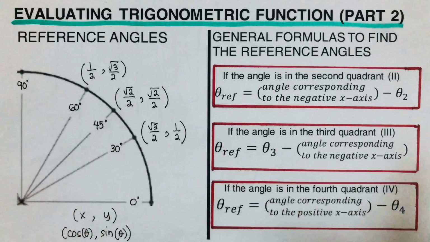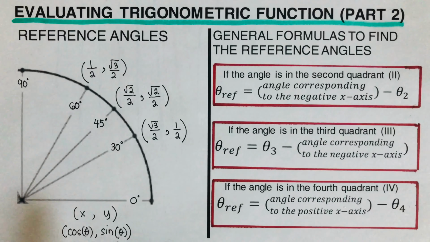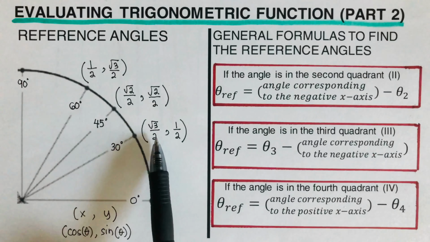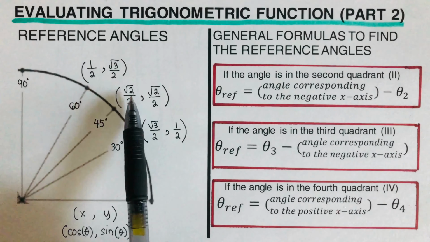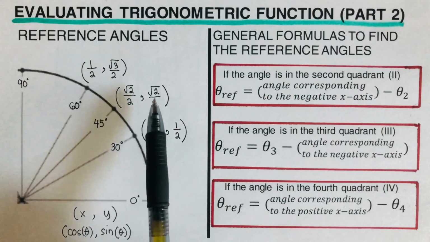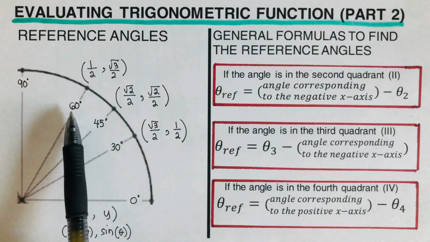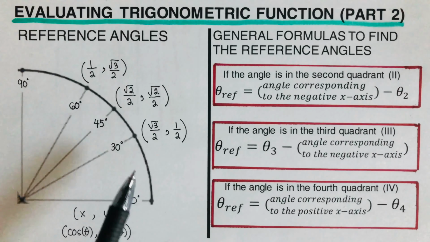Again, the x represents the cosine of the angle, and the y represents the sine of the angle. So in this picture right here, we can say that cosine 30 is square root of 3 over 2, sine 30 is 1/2, cosine 45 is square root of 2 over 2, sine 45 is square root of 2 over 2, cosine 60 is 1/2, and sine 60 is square root of 3 over 2.